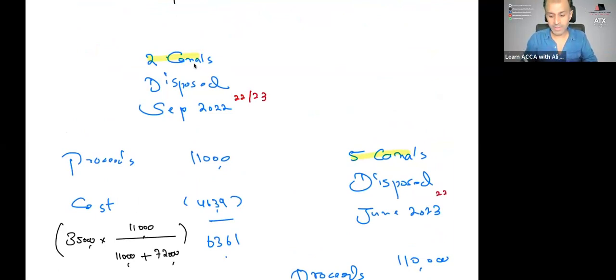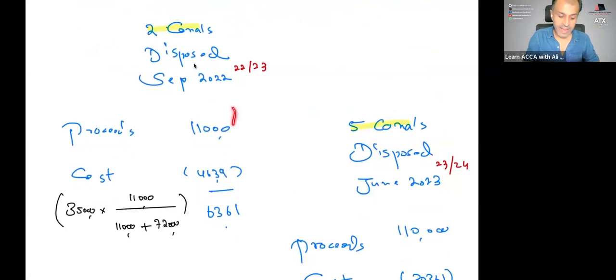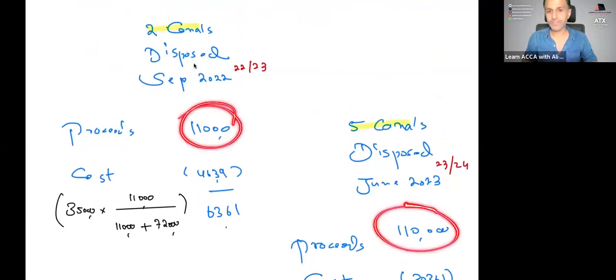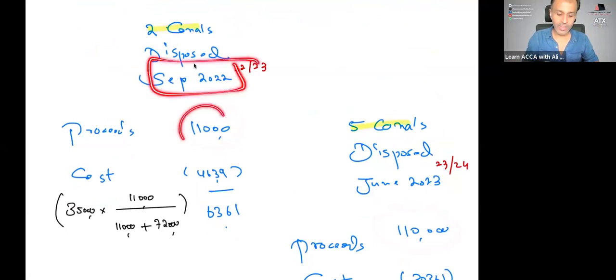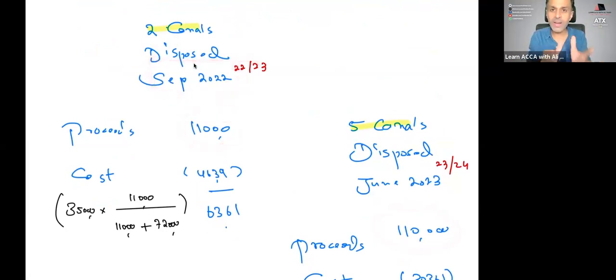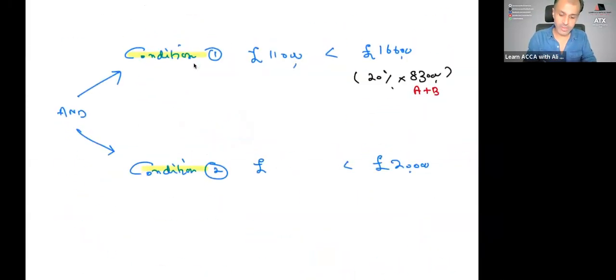But that is not the case with the other part; that's another tax year. Imagine if they had disposed both parts of the land in the same tax year, I would have added the proceeds of both. But right now it's not happening. So we will end up taking only the proceeds of this one, because in one tax year only this part has been disposed, which is the 11,000. And this condition is also satisfied.